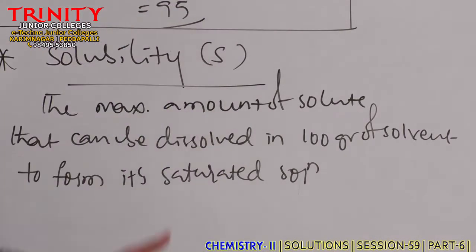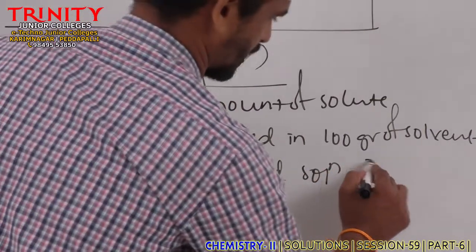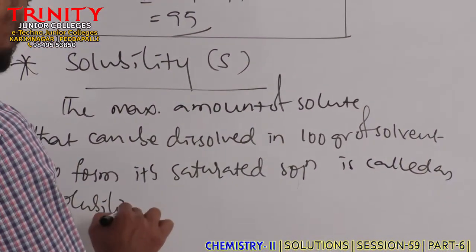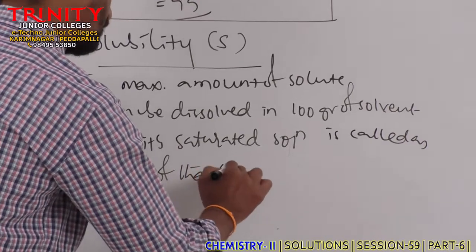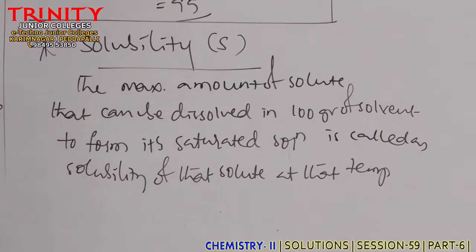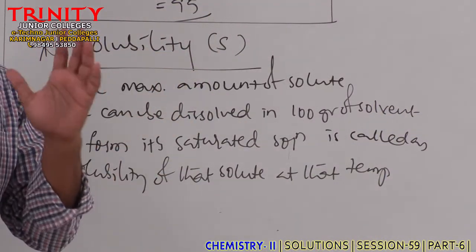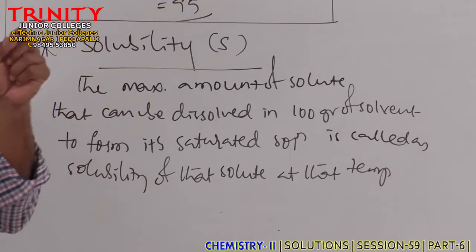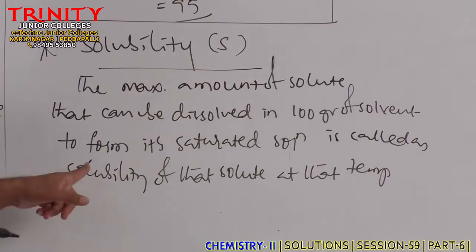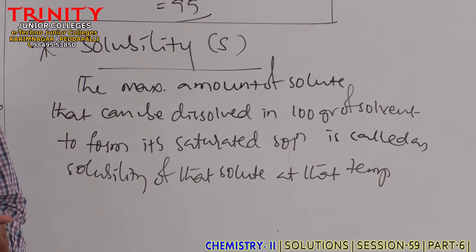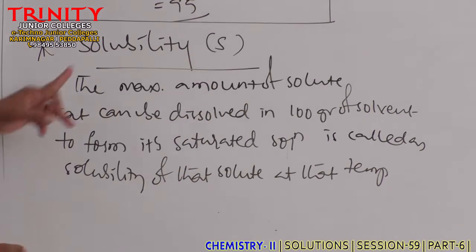is called what, sir? Its saturated solution is called the solubility of that solute at that temperature. So the maximum amount of solute that can be dissolved in 100 grams of solvent to form its saturated solution is called the solubility of that solute in that solvent at that temperature. Okay? So this is regarding solubility.